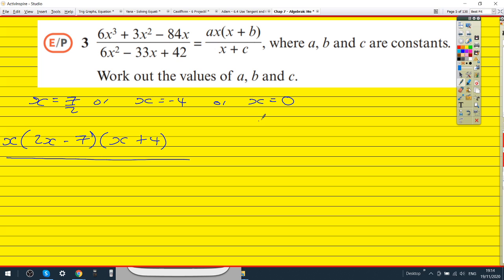x1 is 7 over 2. x2 is 2. So it'd be 2x minus 7 in brackets, and then x minus 2 on the bottom. Very good. And then the 2x minus 7s will both cancel out. So the answer is x, brackets, x plus 4 over x minus 2.